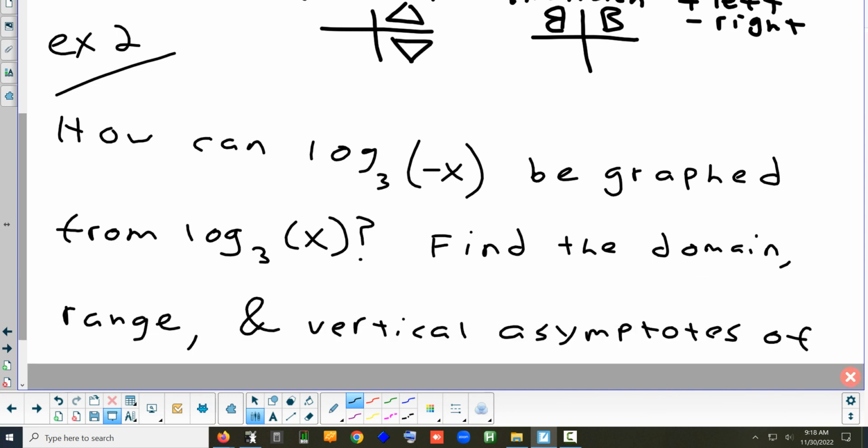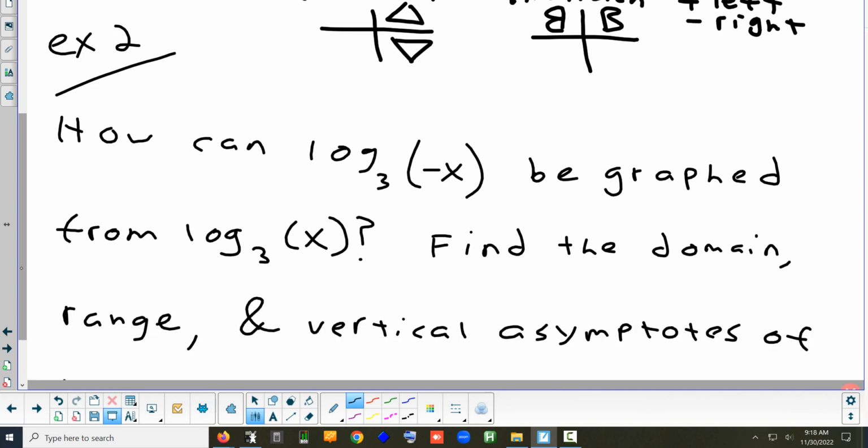All right, so they want us to figure out how you could graph log base 3 of negative x. The base doesn't really matter. The base is just, it has to be the same on the original and the one that you're transforming. If the bases are different, then you're not even comparing the same things. So we're looking at log base 3 of negative x compared to log base 3 of x.